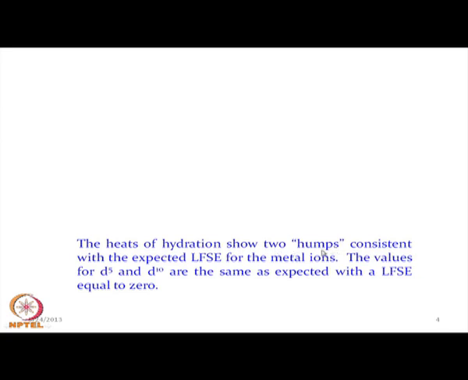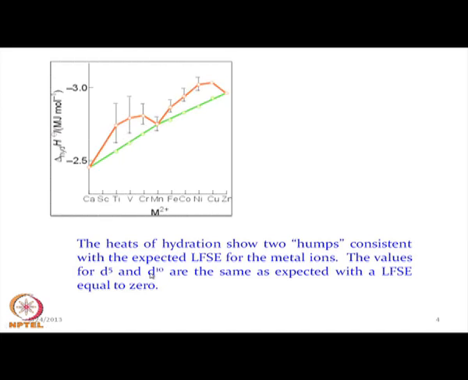So, when we see these heats of hydration again, they show double humps, again consistent with the expected CFSE of the metal ions. The values for d5 and d10 are the same as expected, with the CFSE equal to 0. That means they again form a straight line like that of our lattice energy, and the linearity is preserved with respect to d0, d5 and d10. So, again we can directly write down the double humped curve, which is very much similar to that of our lattice energy, but only the energy axis is different.